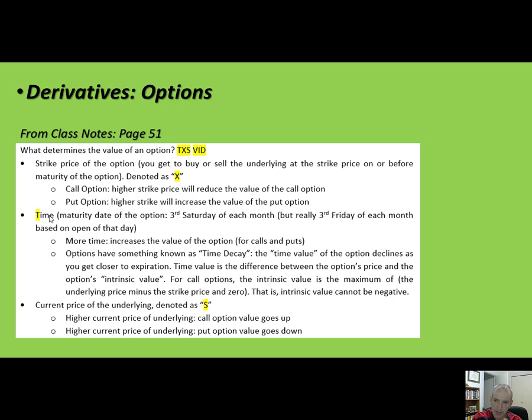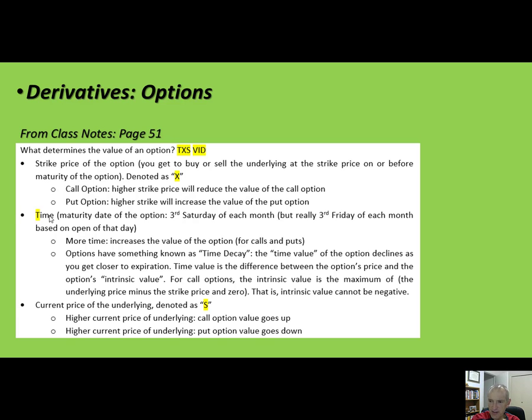The more time an option has, doesn't matter if it's a call or a put, the longer the expiration date, the more valuable the option is. Options have what's called time decay. I'm going to show you how to calculate time value. It's one of the questions on the exam, so I'll get into that. Time value is how much more you're paying for the option than its current intrinsic value. I'm going to show you the formula for intrinsic value, so it's not that difficult. About half the class got that question right on the final, so more and more students are getting it every year. It's a little tricky question, but it's not that bad.